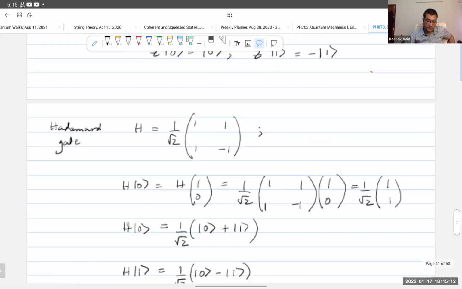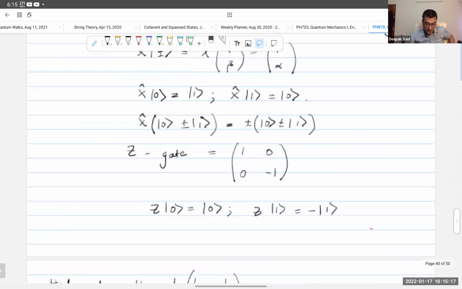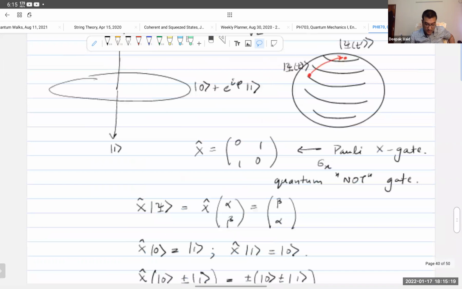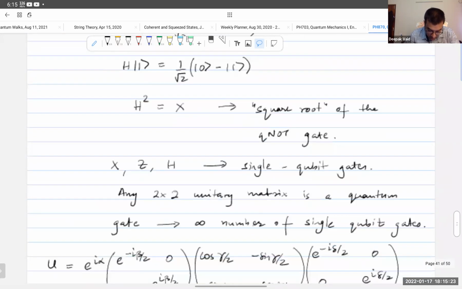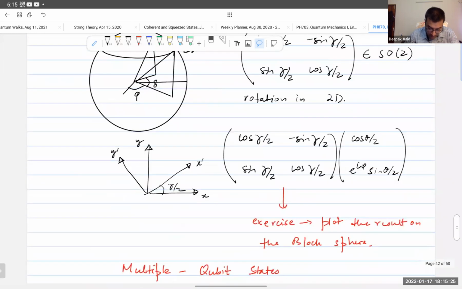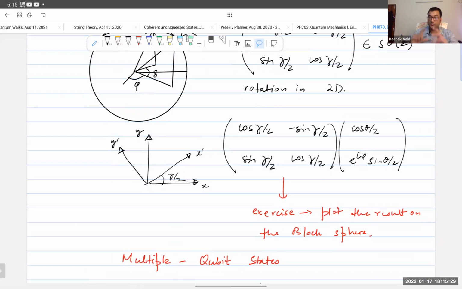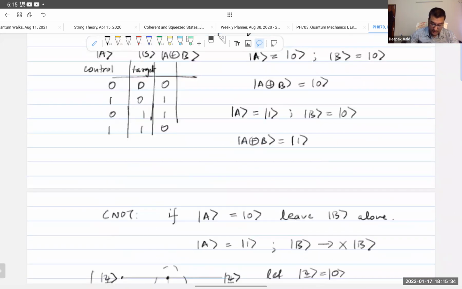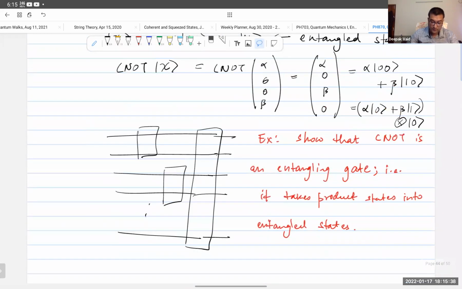So these are your exercises for today, by the way. The first one is to work out the effect of this gate and plot the result on the Bloch sphere. The second exercise, which I've already done, but it's still good if you do it yourself: show that CNOT is an entangling gate.